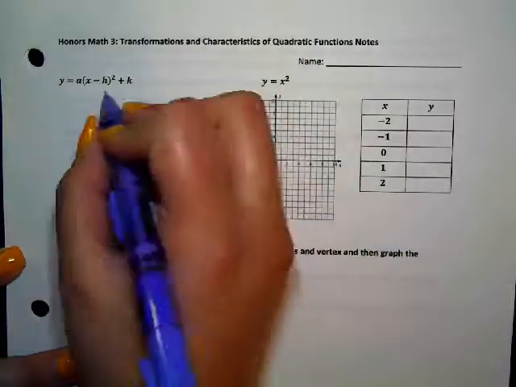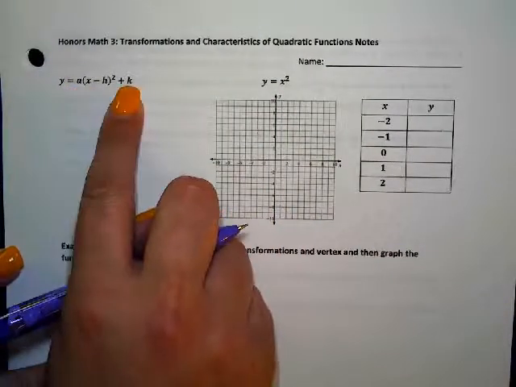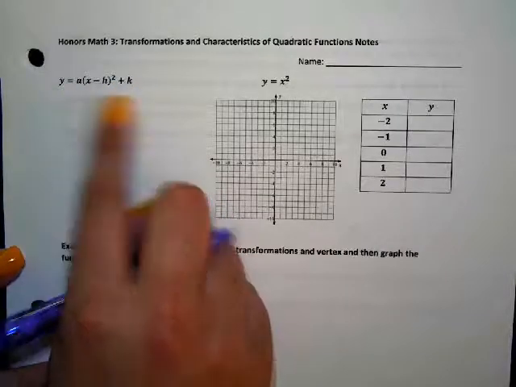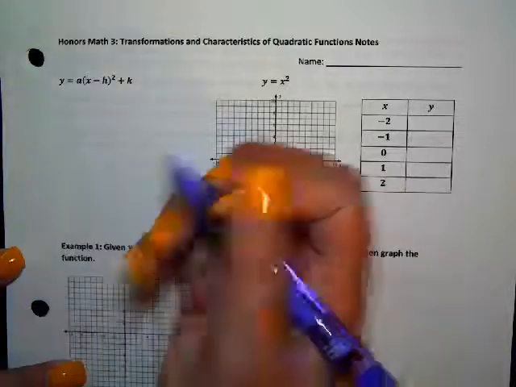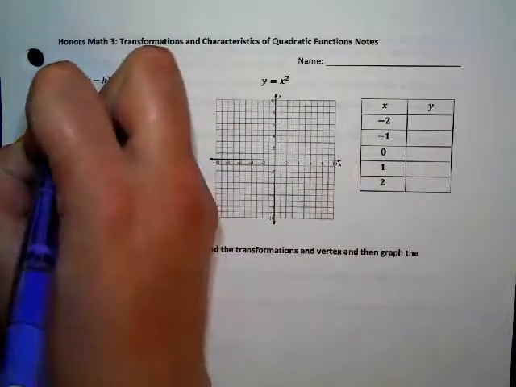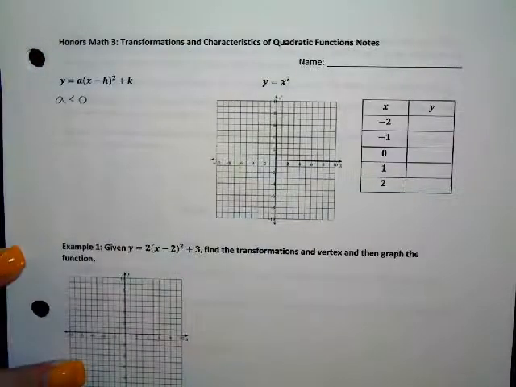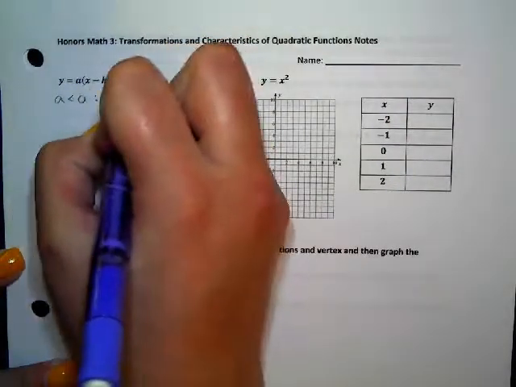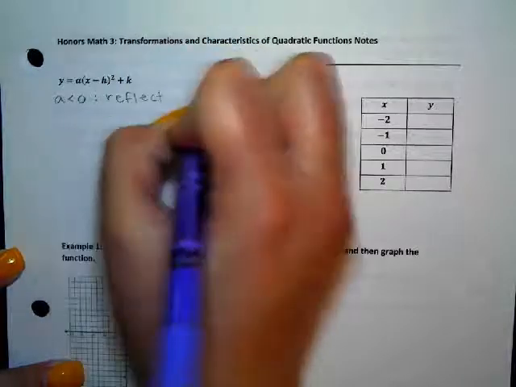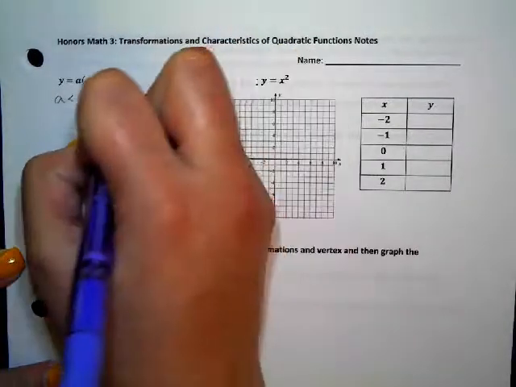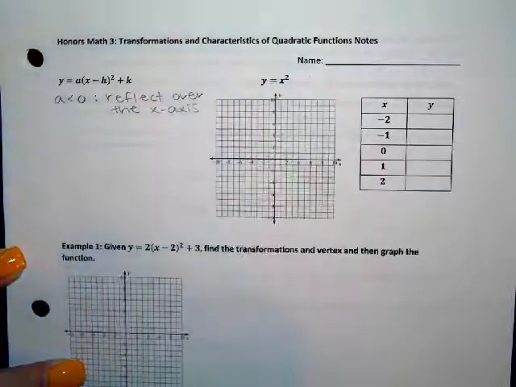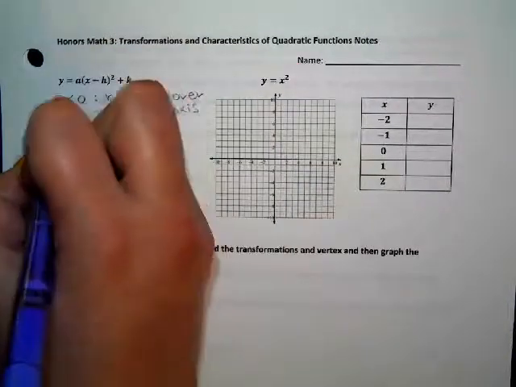So we're going to go ahead and write down, you can see for our transformed functions, we still have a, we still have h, we still have k. Each of those letters still means the same thing that it did before. So if a is less than 0, if you don't want to write it that way, you can say if a is negative, then the graph has been reflected over the x-axis. So that's the same as it was with absolute value graphs.